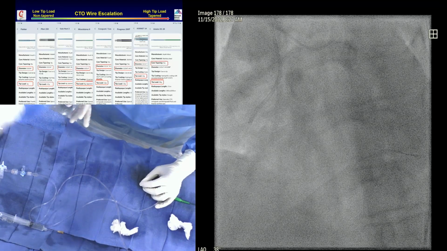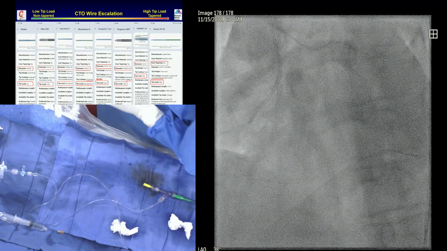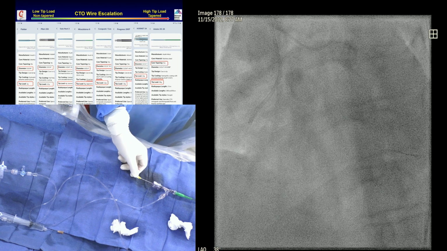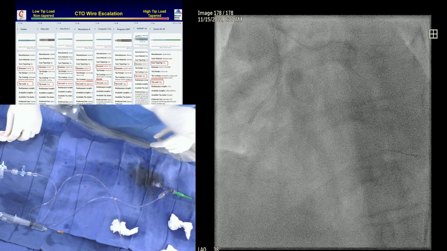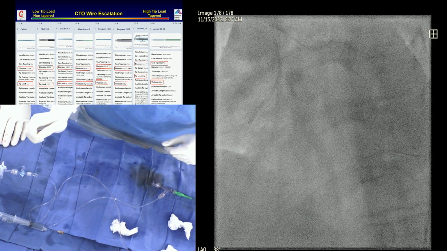Okay. What do you want to do now? Get me a run-through wire. That wire was gone, and dissected the whole thing. Just stent it. Run through.